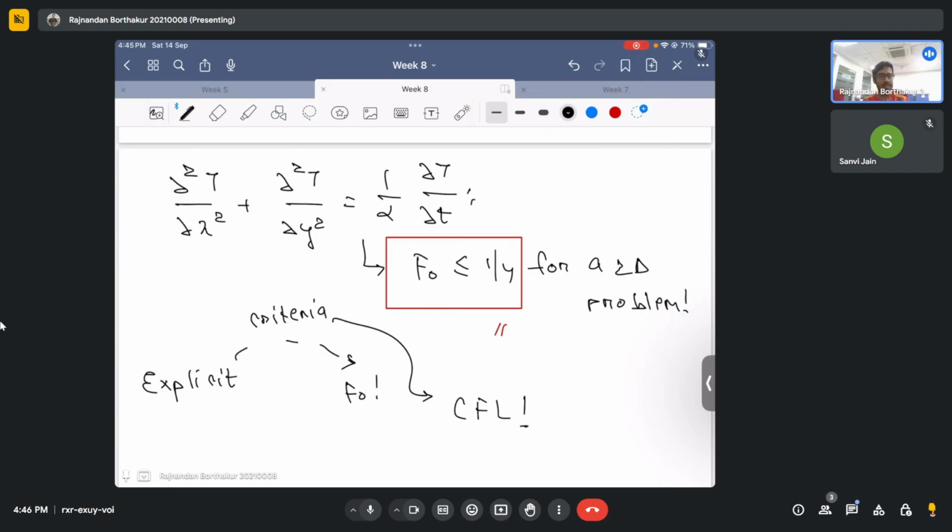Okay, this criteria just says that if you are using the explicit scheme, your Fourier number, which is the ratio of alpha delta t by delta x squared, should be less than a certain value for your scheme to perform accurately. If not, you need to use other schemes like the implicit scheme or the Crank-Nicolson scheme and so forth.